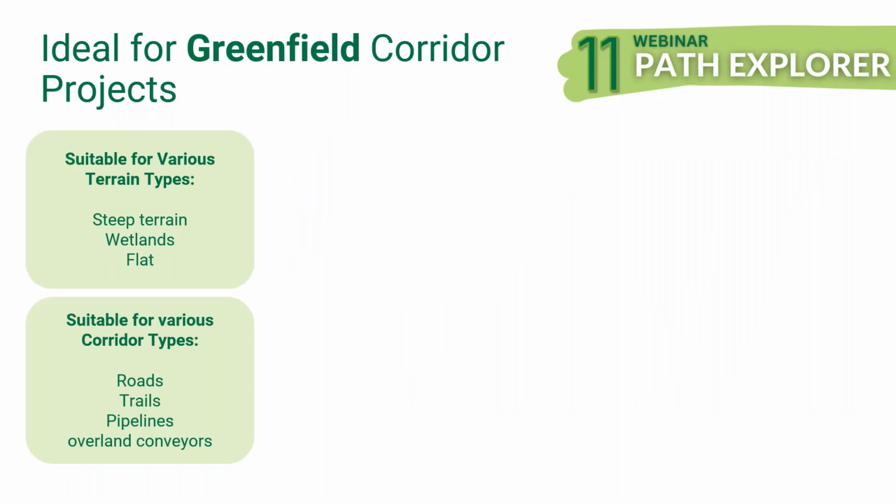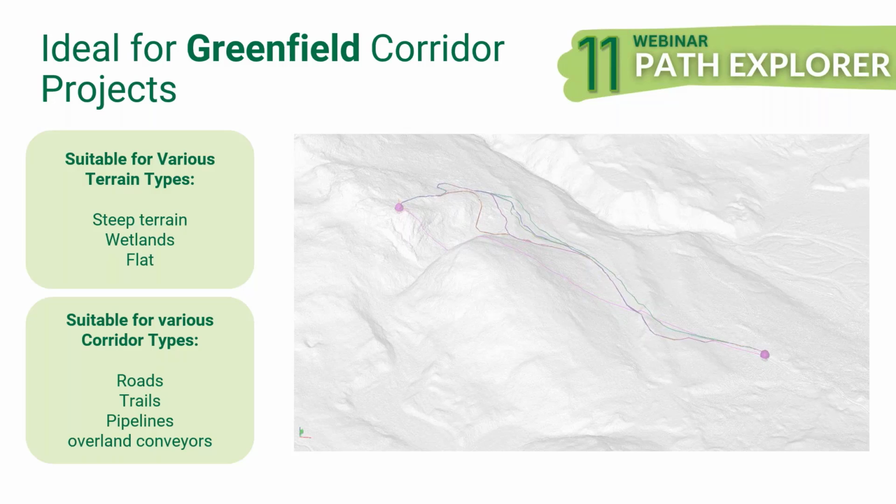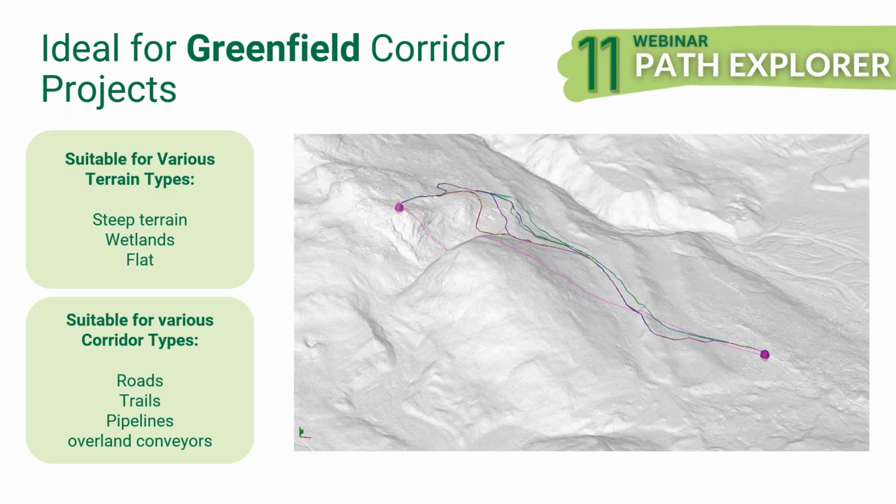In terms of project suitability, this is a greenfield tool. If you are working on existing infrastructure and you're upgrading it, please don't use Path Explorer. I don't think it'll be too helpful. But if you have a greenfield project in steep terrain or wetlands or flat ground, and honestly, it can be anything. It doesn't have to be a road. It can be any type of corridor. We've seen clients use it for overland conveyors, pipelines, mountain bike trail design. You can leverage it for that.